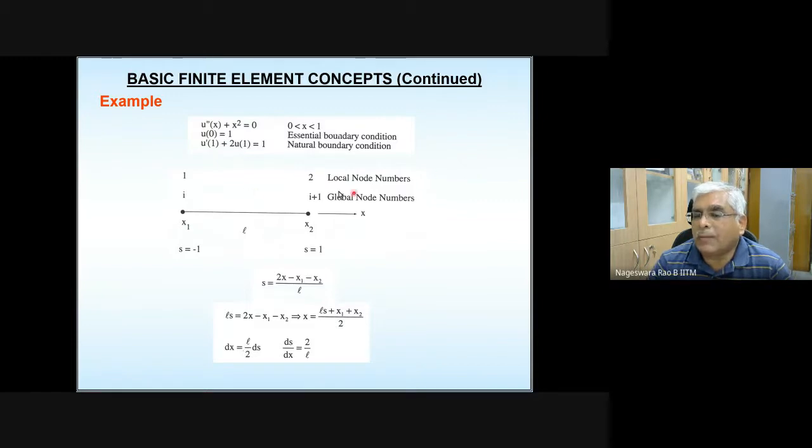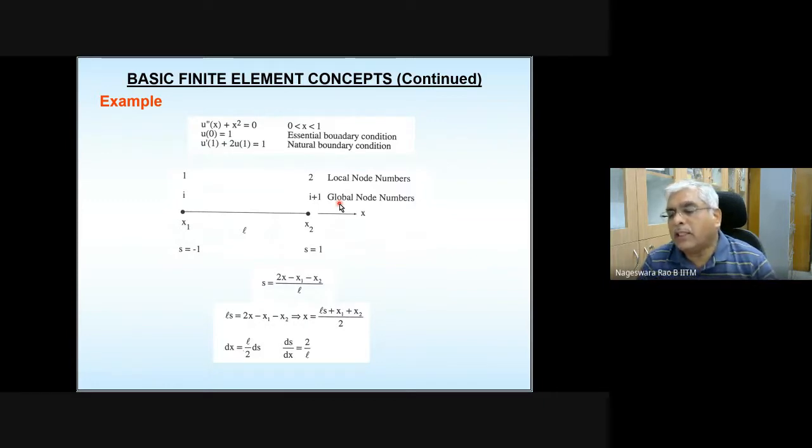And you can see here something is written. I'm going to explain to you what is the typical element, the typical ith element that we looked at in the previous classes. The first node is going to be the ith node, and another node. The typical ith element is going to connect the ith node to the I plus 1th node. That is what is shown. What is this I? I is nothing but, you can say, a global node number.